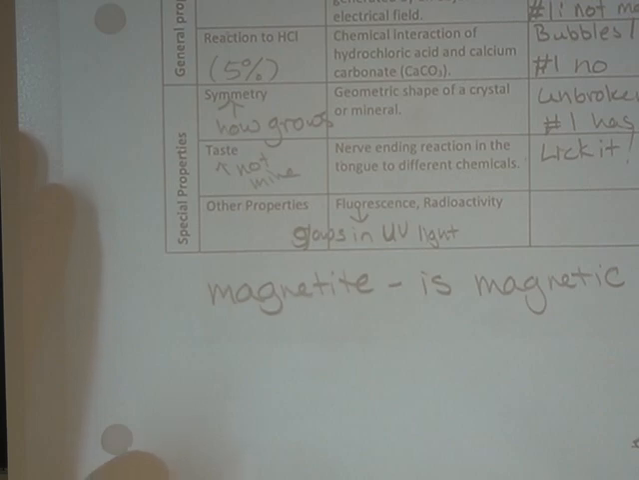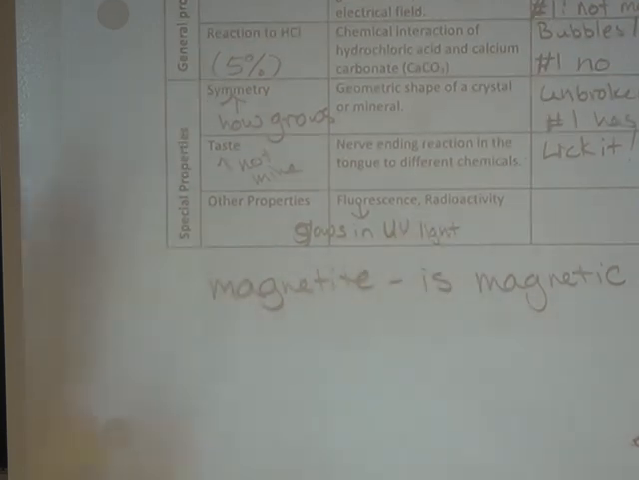Fluorescence, the ones that glow that way, okay? That's different from, for example, phosphorescence, which is glow in the dark. And then radioactivity, okay? How do we determine if something's radioactive?